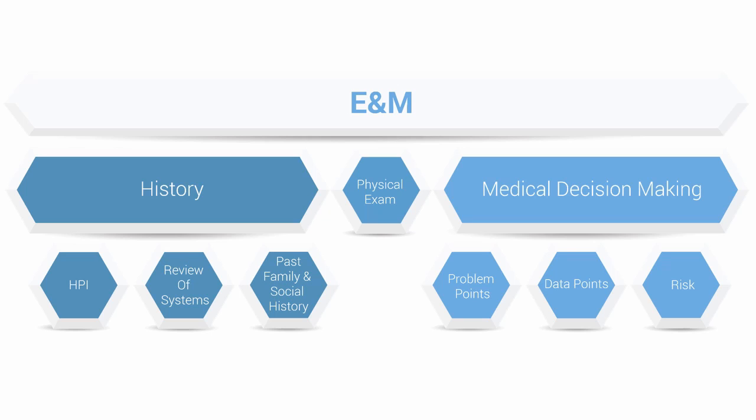Now, history is further divided into three components: HPI, history of presenting illness; review of systems; past, family and social history; and then we have physical exam. After that, the most important component is medical decision making. That is further divided into medical problems, problem points, data points, and risk factors.